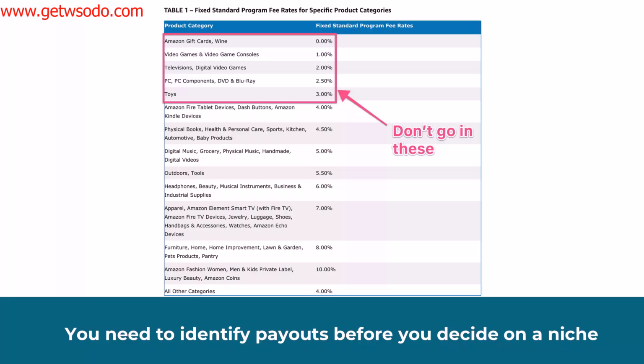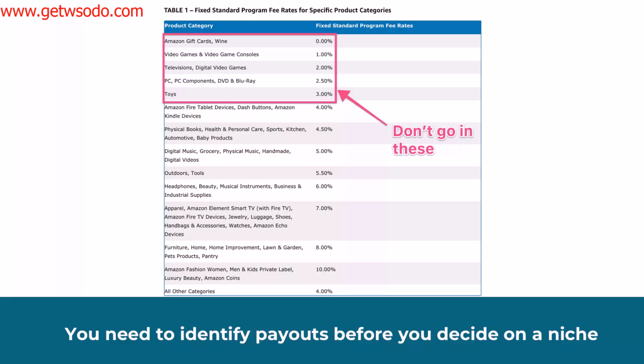So I know a lot of you guys will be using Amazon. We will be using it in the case study site for this course. You need to look at the affiliate commissions and essentially identify the first few affiliate programs that you are going to be using in your niche before you say this is the niche I'm going for.